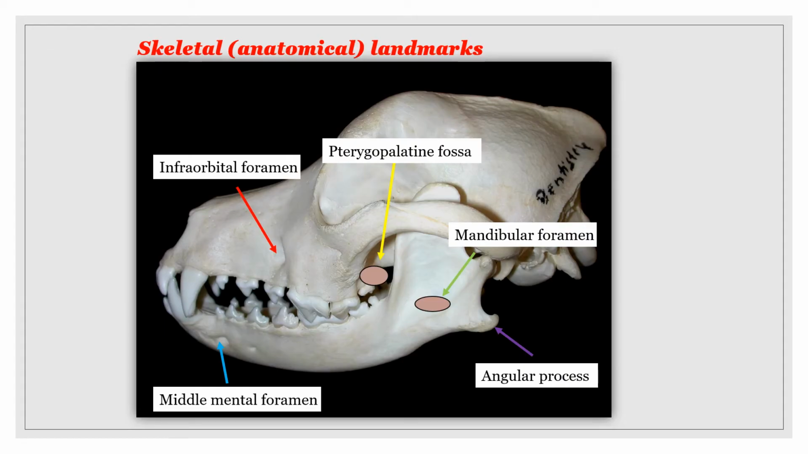So here's some of the landmarks that we use for our nerve blocks. For the caudal maxillary nerve block, we give an injection behind the last molar tooth into the pterygopalatine fossa area here. This injection will block the maxillary nerve that travels from the foramen rotundum. So it's traveling from around here through the pterygopalatine fossa, and then goes through the infraorbital canal and exits here.